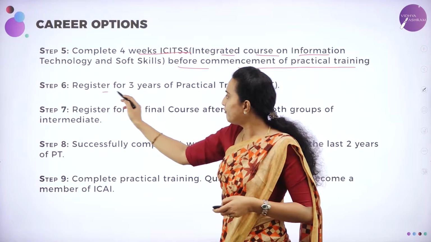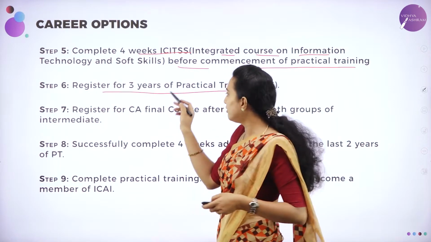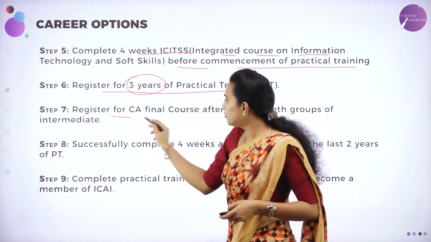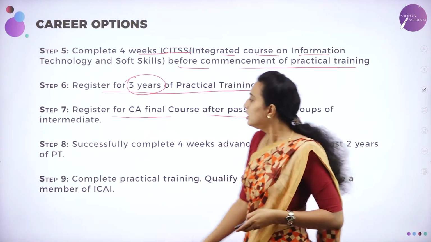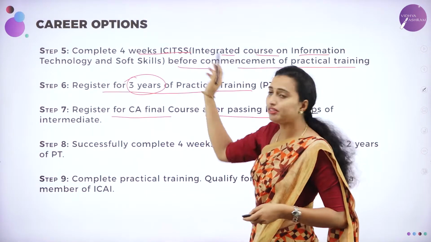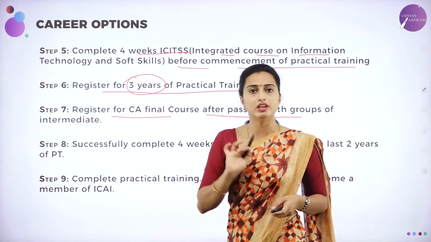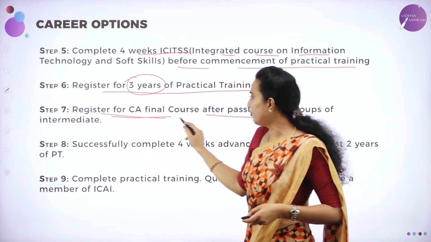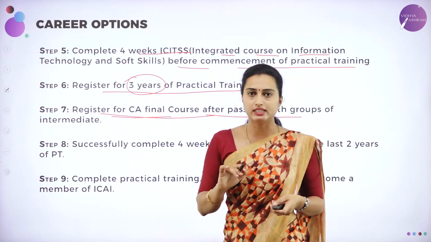So here, register for 3 years of practical training. After completing that, you register for 3 years of practical training, and then register for CA Final after passing both groups of the intermediate. That means you need to pass the intermediate after 12th, then take this course also. After that, you book the 3 years of CA training, and then you register for the final course after passing both groups of the intermediate exams.